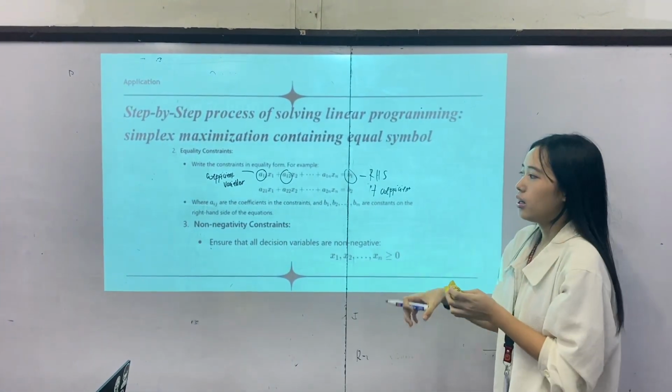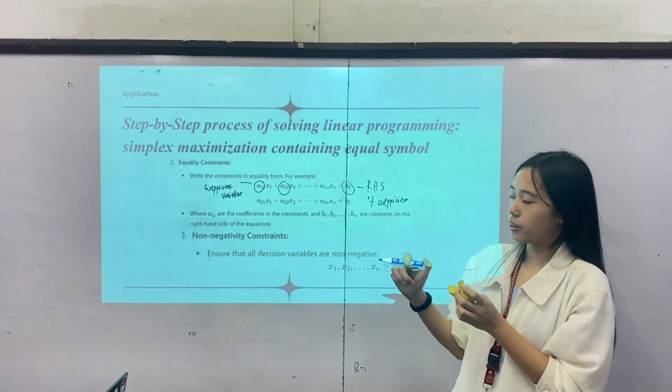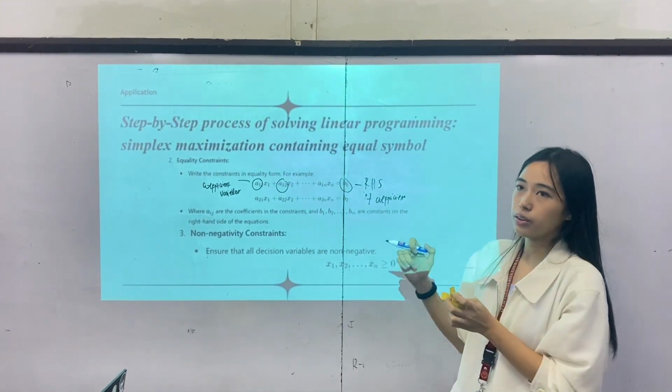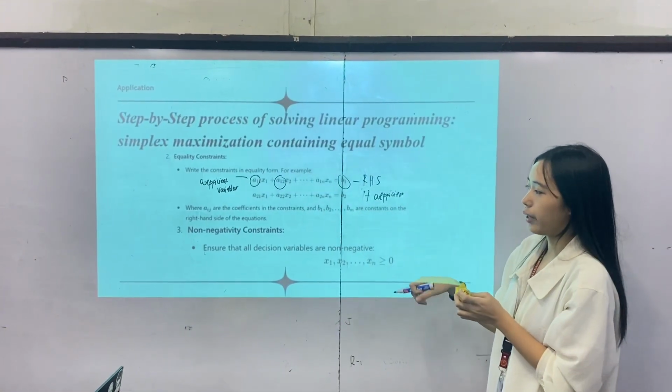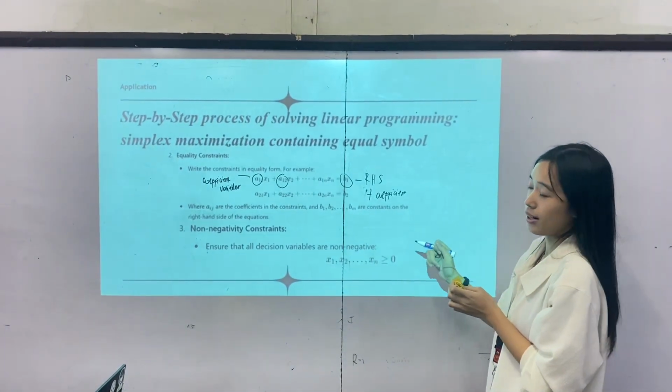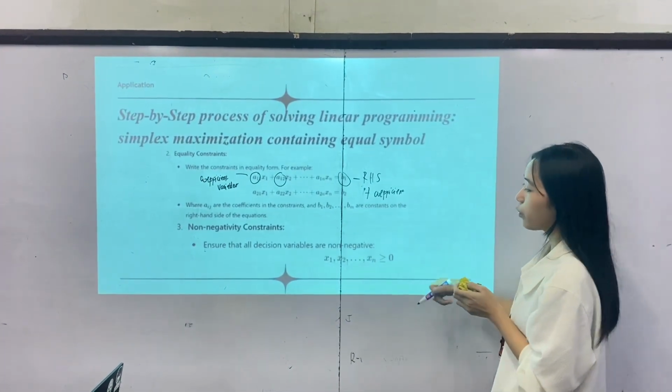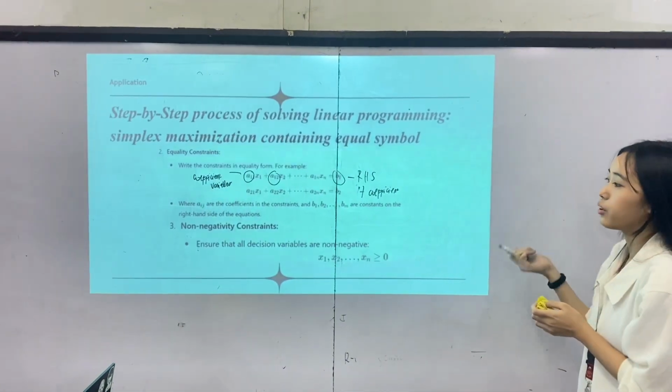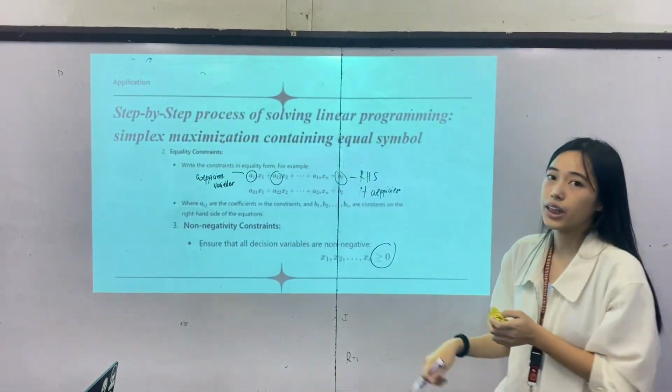sub 2. So when formulating constraints, take note that it should not be equal to a negative. So take note that it should be a non-negative constraint. X sub 1 and x sub 2 and so on should be greater than or equal to 0.